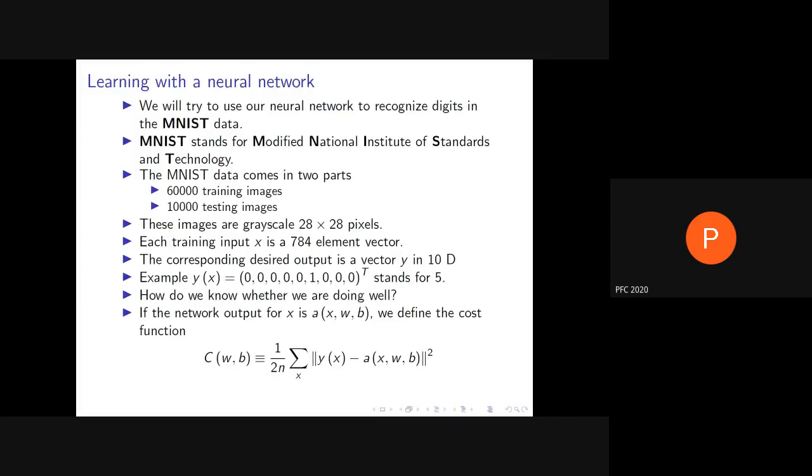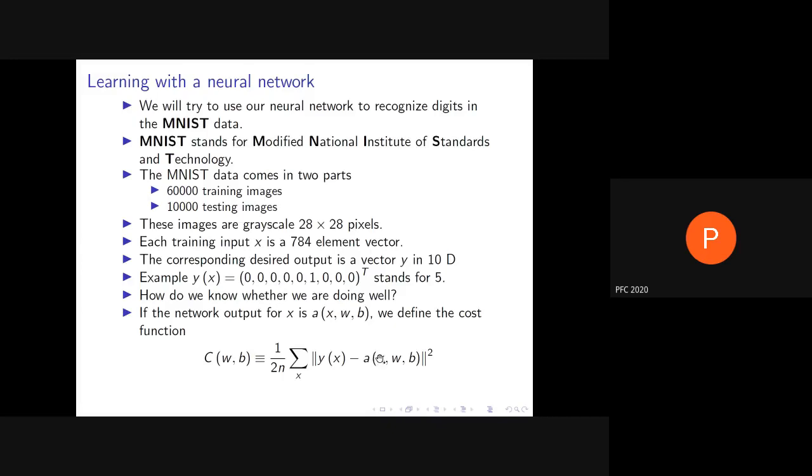So what you do, you take the 10-dimensional vector Y, which is the actual label. For every input X, remember, comes with a label Y of X, which is one of the 10 possible vectors. Either it's 0 or 1 or 2 or whatever. So this Y of X is a 10-dimensional vector. You take the difference between these two 10-dimensional vectors and take their norm squared. Norm squared means basically you take every component, square them and add them up. That will give you how far away your output is from the actual label.